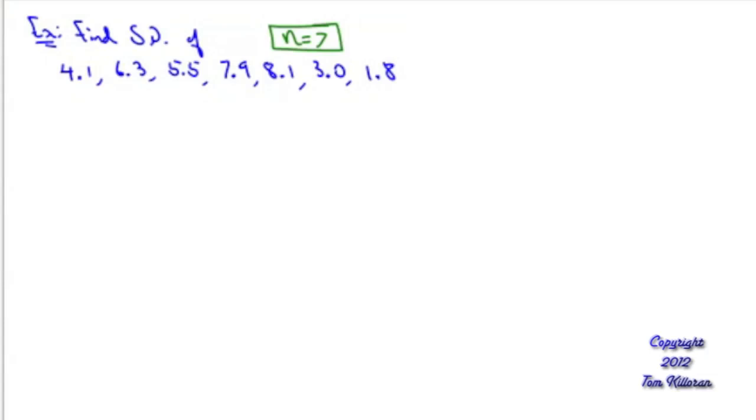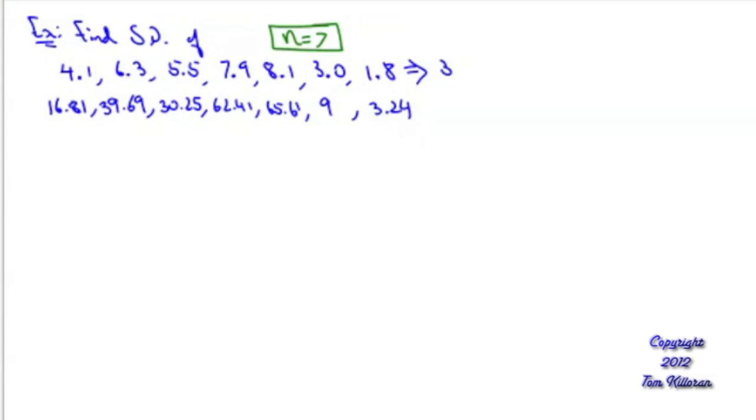See, I'm just going to do it right underneath it. What's 4.1 all squared? 16.81. 6.3? 39.69. 5.5? 30.25. 7.9? 62.41. 8.1? 65.61. And 1.8, of course, 3.24. If you add up the top ones, what do you get? 36.7. If you add up the bottom ones, you get 247.01. Now, if you got those numbers wrong, that's where you're wrong.